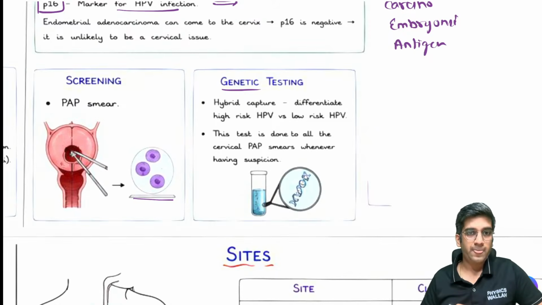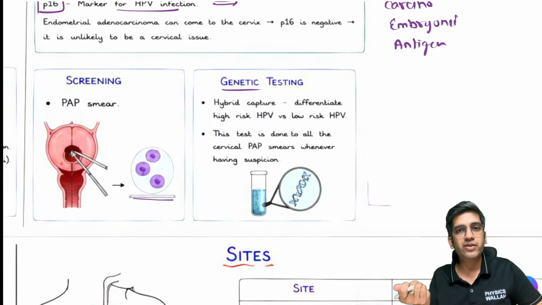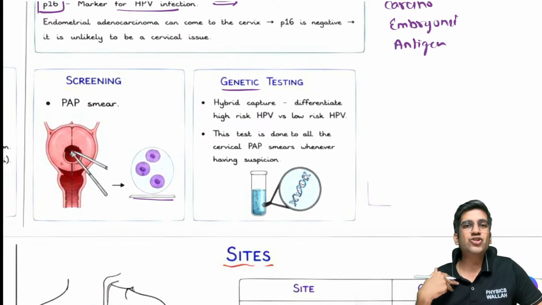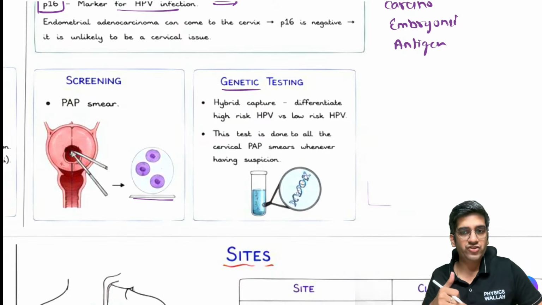And genetic testing. Genetic testing has become almost mandatory in every place where they can afford it, because just telling HPV, just telling coilocytosis does not give me the confidence whether it is low risk or high risk, right?